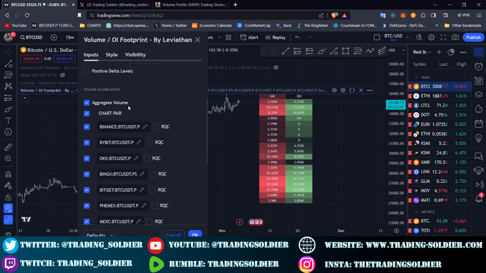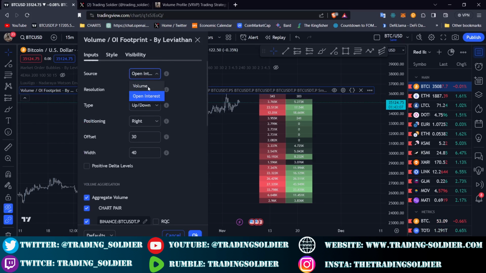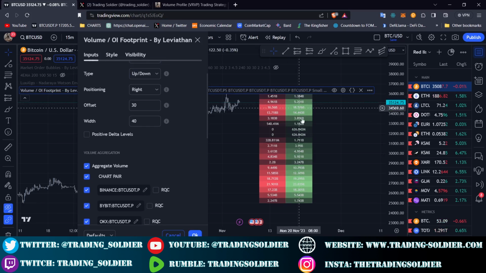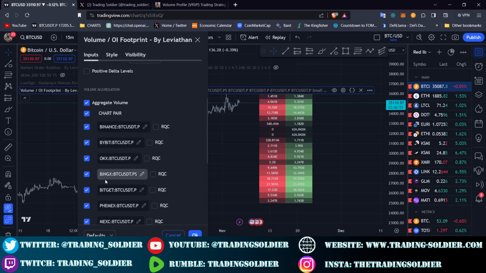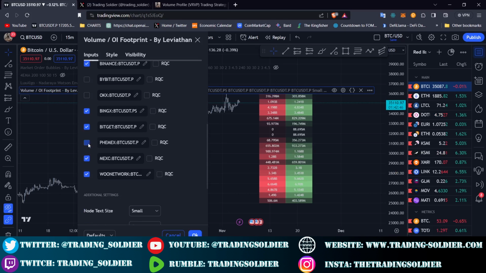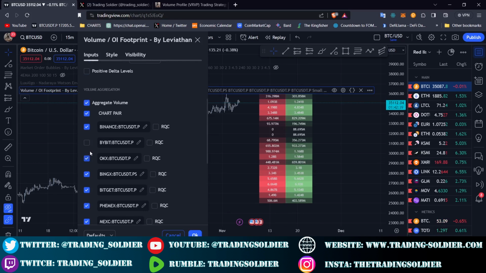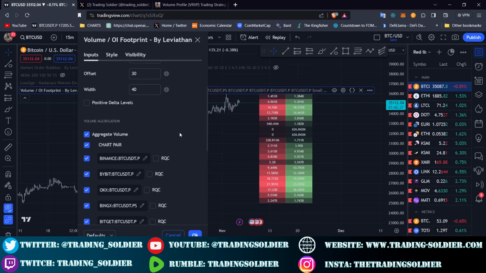And here on aggregated volume, if you switch to volume and take into account the volume that is transacted in the footprints instead of the open interest, it will take the data from these exchanges. You can exclude, for example, OKX and Bybit, and leave only Binance and BingX. You see that when I cancel some exchanges, this data varies, changing in real time, because we are changing the source of the data.